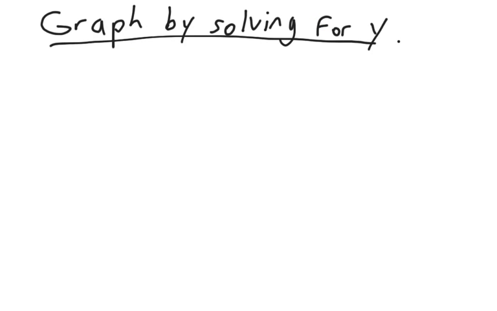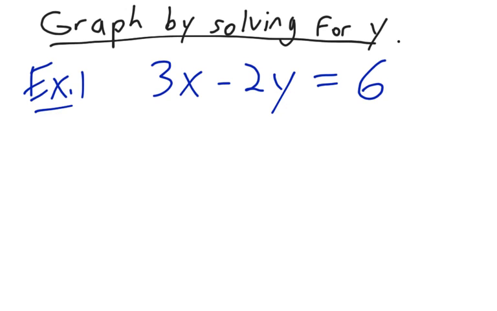Alright, next we're going to graph by solving for y. And we're used to this. We've translated equations, so we know how to solve for a variable if we have more than one variable. We're just going to use inverse operations. So for example 1, if we have 3x minus 2y equals 6, and we want to solve for y, I'm just going to circle the y, and I'm going to use my inverse operations.